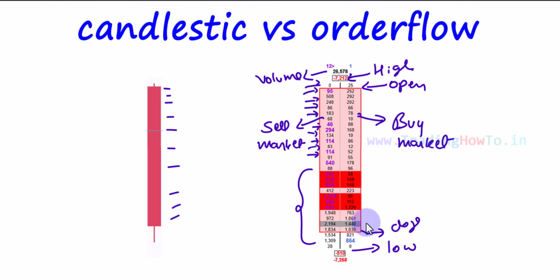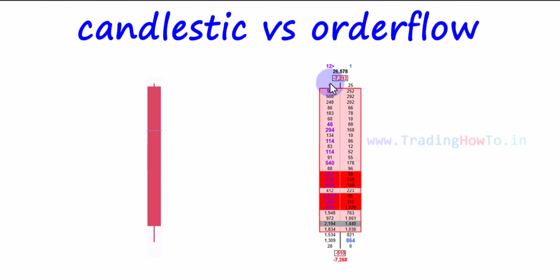The part that is highlighted here is called the POC, or point of control, where the majority of the transactions happened. Now we know where the majority of the trade was taken, which is this part of the candle. You can also see some numbers highlighted in a different color and represented using a larger text size.